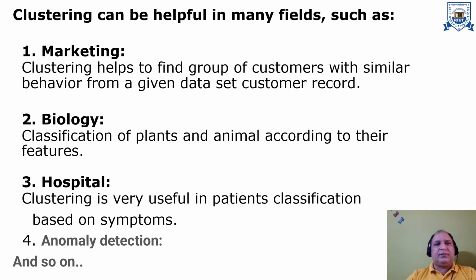And these are the areas where clustering can be used. In marketing, we can group different customers depending on their behavior. Similarly, in biology, we can classify different plants and animals according to their features. In hospitals, we can group different patients as per their symptoms. Similarly, we can detect anomalies in the system in terms of outliers.